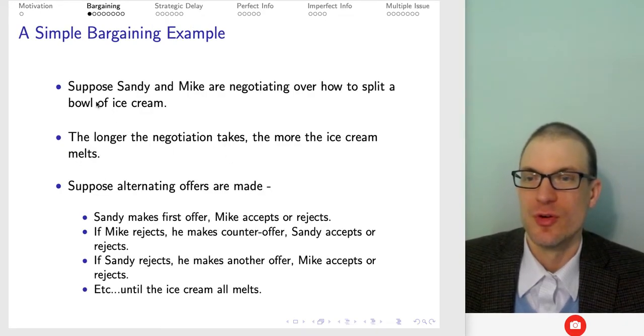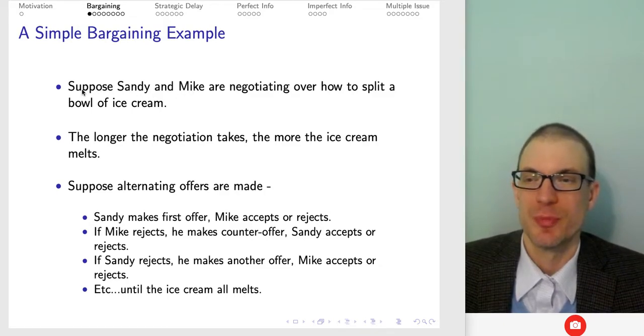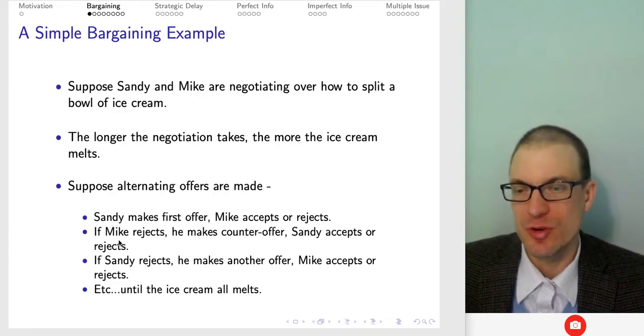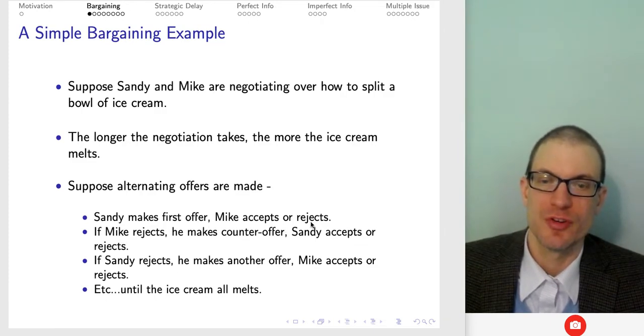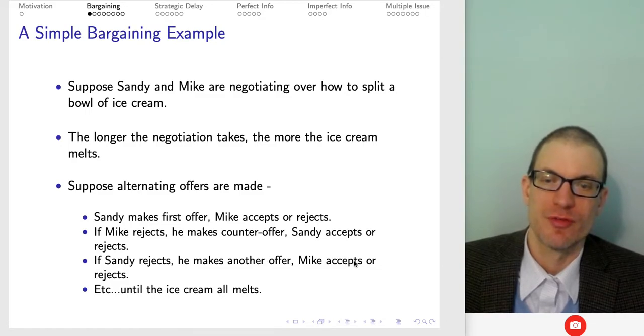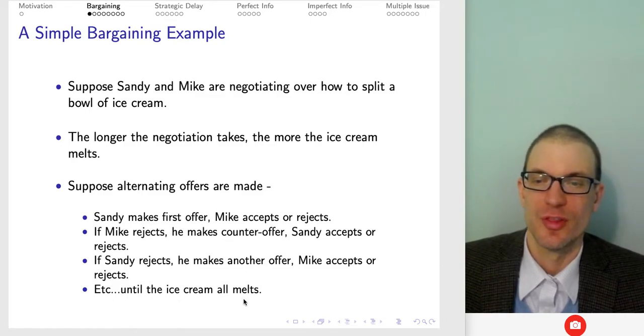All right, so the simple example: suppose we have Sandy and Mike negotiating over how to split a bowl of ice cream. The longer the negotiation takes, the more ice cream melts. Suppose they're making alternate offers. Sandy makes the first offer, Mike can accept or reject. If Mike rejects, Mike makes a counteroffer, Sandy accepts or rejects. If Sandy rejects, Sandy makes another offer, Mike accepts or rejects, until all the ice cream melts.